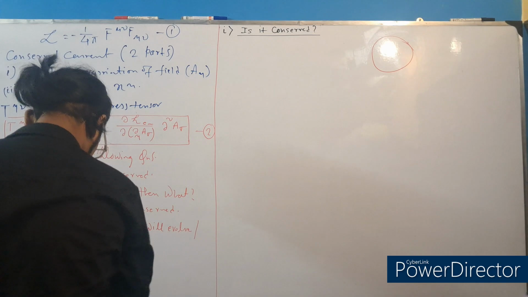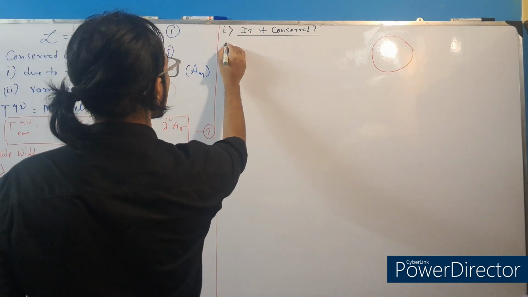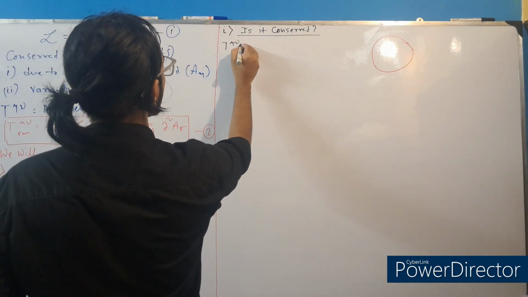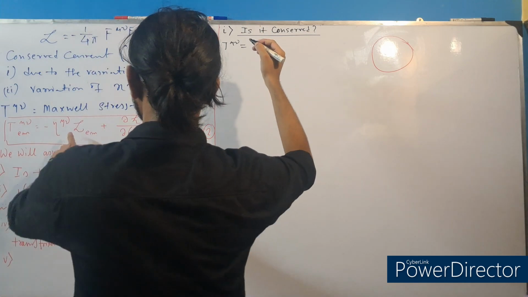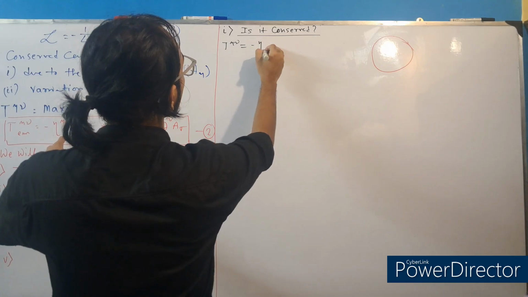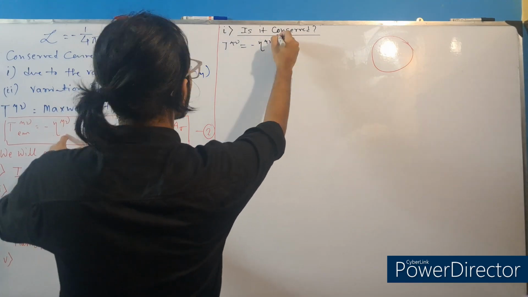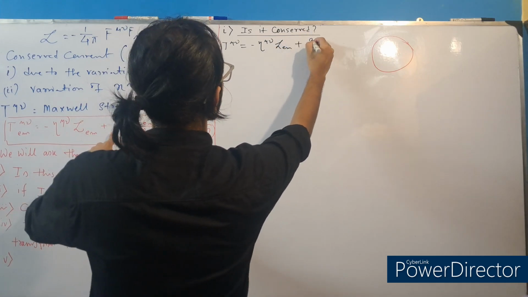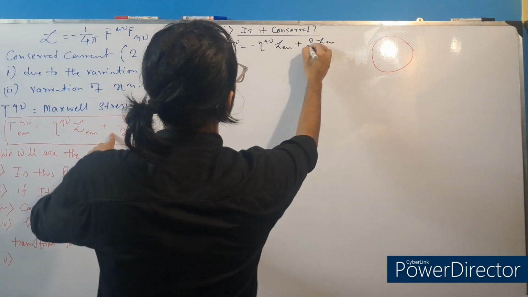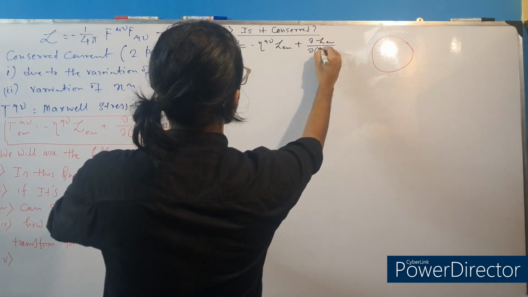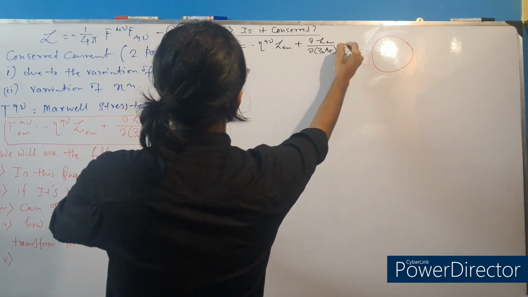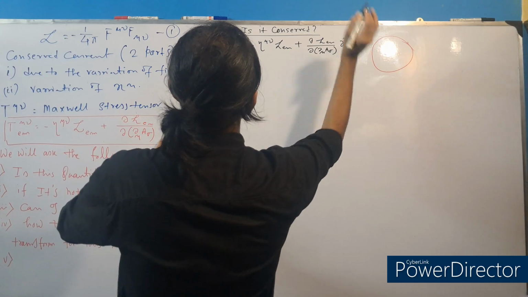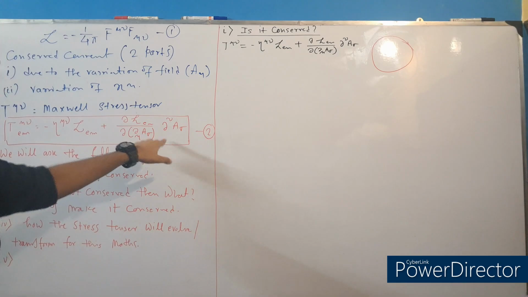Okay. So we have seen that P^{μν} is basically equal to this: minus η^{μν} L_EM plus ∂L_EM over ∂(∂_μ A_σ) times ∂^ν A_σ. Okay.